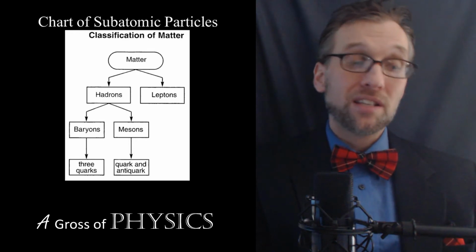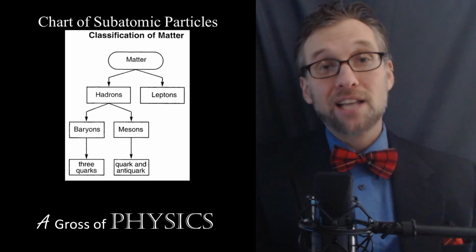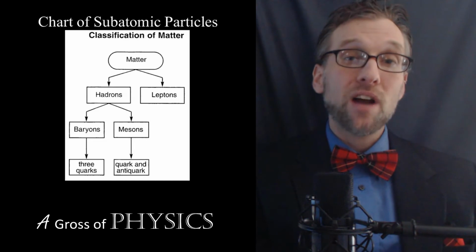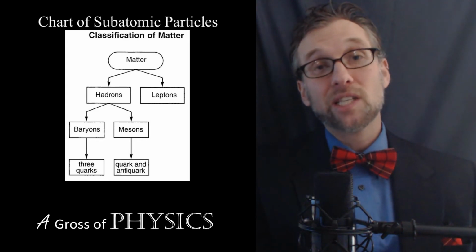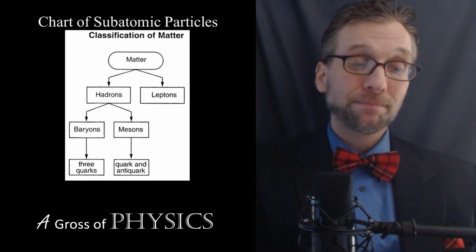If it's inside the nucleus, it's got to be a hadron. If it's outside, it has to be a lepton. And if it's a hadron, is it made up of 3 quarks? If so, it's a baryon. If it's a quark and an antiquark, it's a meson.